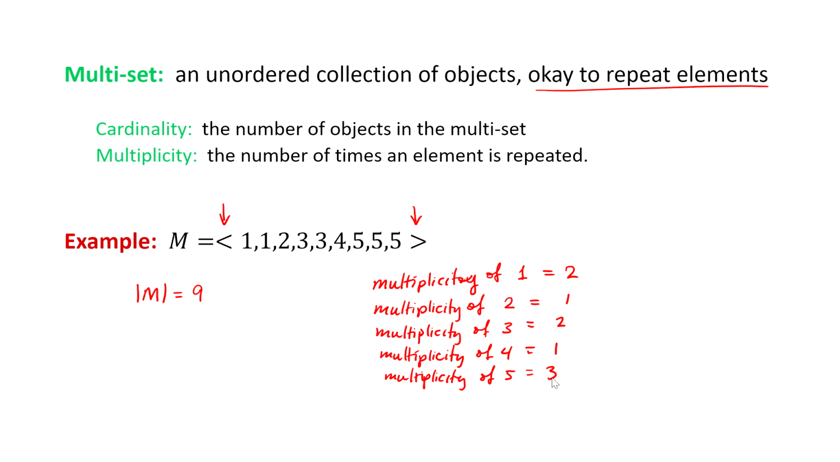And if you've done everything correctly, one of the ways that you can check your answers of both multiplicity as well as cardinality is if you sum up all of your multiplicities, it should equal your cardinality. So here we've got 2 plus 1 is 3, plus 2 more is 5, plus 1 more is 6, plus 3 more is 9. So yep, that sum matches the total number of elements in your set.